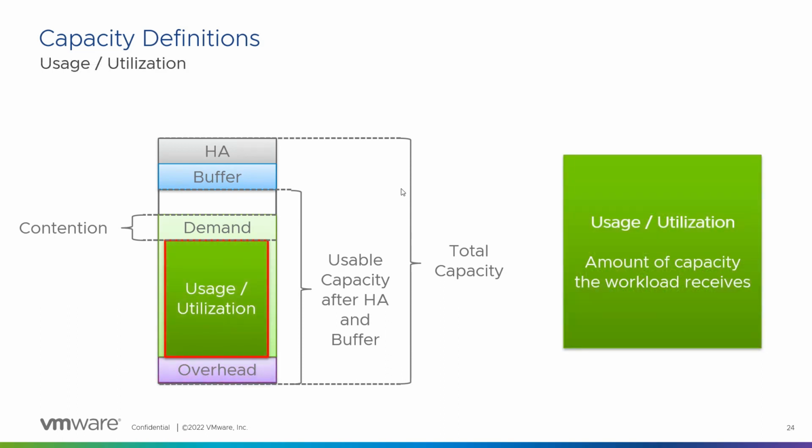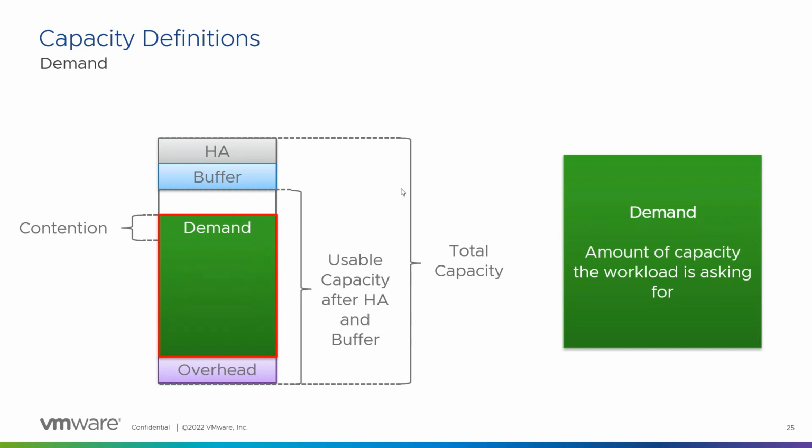So the next one we have is usage or utilization. Depending on the metric, we use a different terminology. Basically, this is the amount of physical resources that the workload is consuming. So this is how much is actually being used by that workload or by the virtual machine or the hosts.